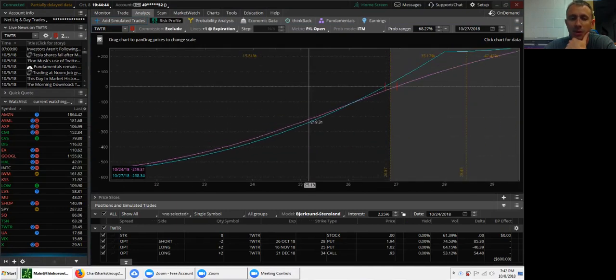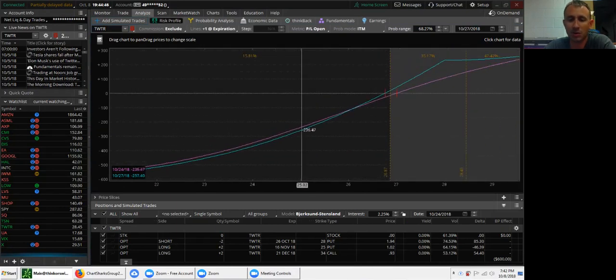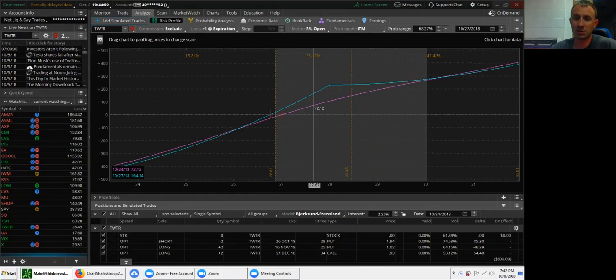So if we get down to $25, remember on doing same expiration, you're at max loss. This one you're only at 260 loss, which is for 2 contracts, so it'd be only 130 loss. So it cuts your loss in half by doing a different expiration. So that's pretty interesting.